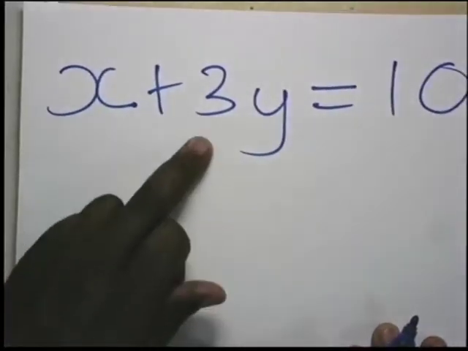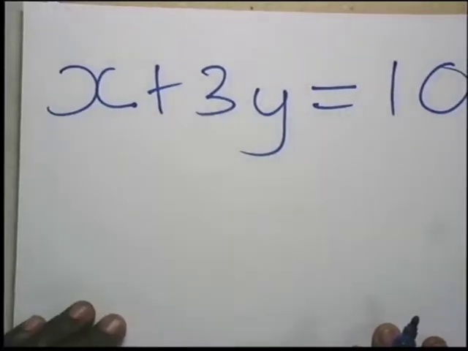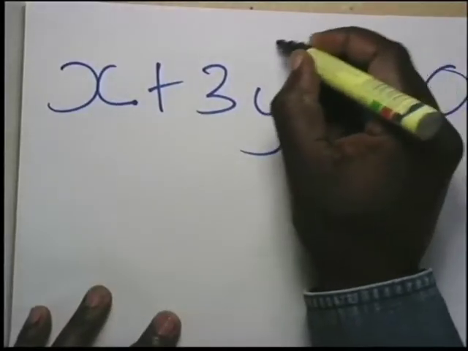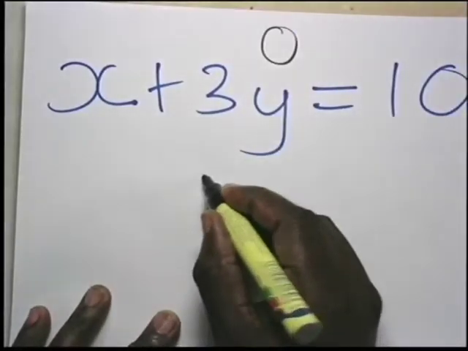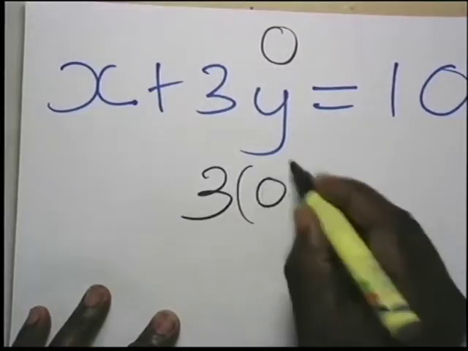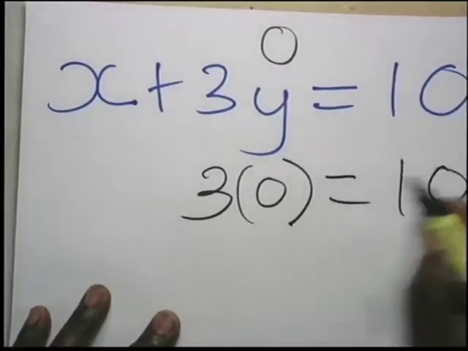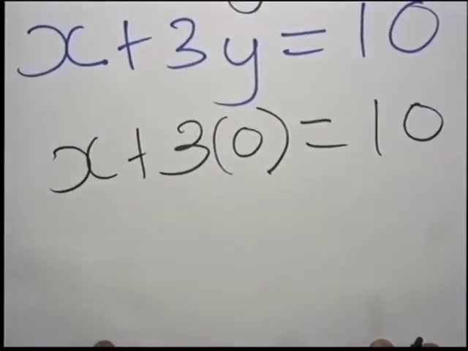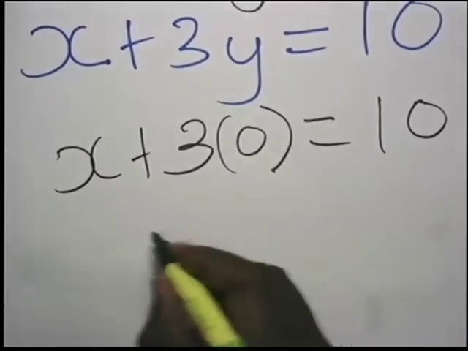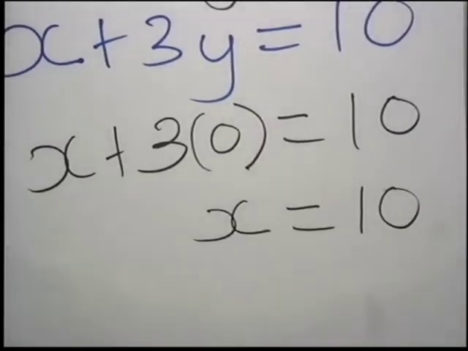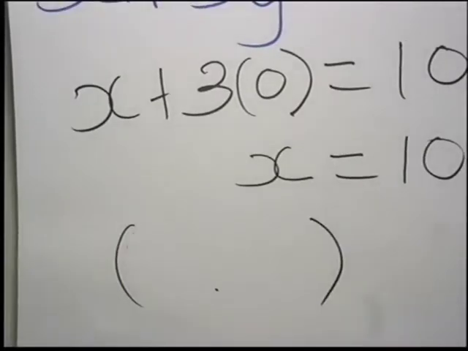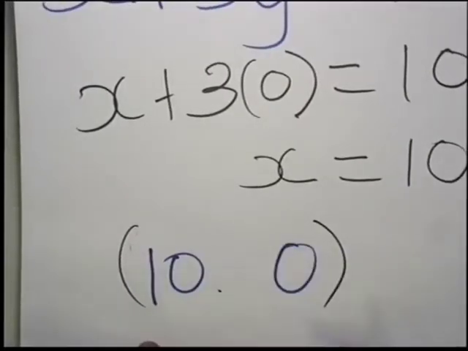Now, we want to make y 0. If I make y 0 here, it means we'll be having 3 multiplied by 0, and this side will be equal to 10, and our x remains like that. And when that happens, it's good, because we can simply say x is 10 when y is 0. So our coordinates become, right, as follows: x, and y is 0.